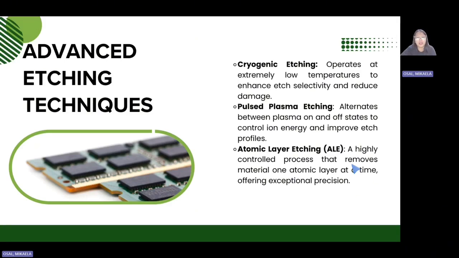So third one is atomic layer etching or ALE. ALE takes precision to the next level by etching one atomic layer at a time. So this process is incredibly controlled, allowing for exceptional precision in material removal. And it is ideal for applications that demand ultra-fine feature sizes and where even small variation in etch depth can impact the overall performance of the device.